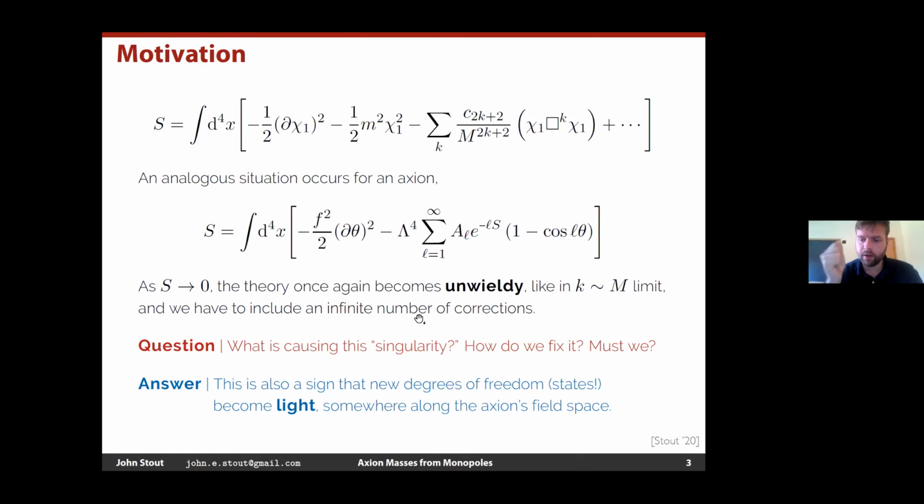And in particular, those light states appear somewhere along the axion's field space at some points. And as long as I stay away from those points, I can still use this effective field theory. I just have to do a resummation or use a different basis of functions to talk about this effective potential.